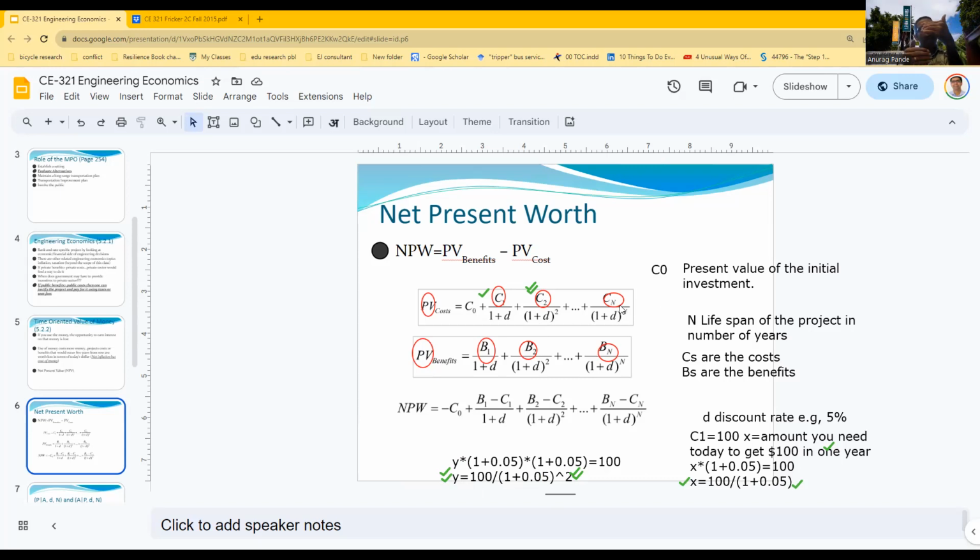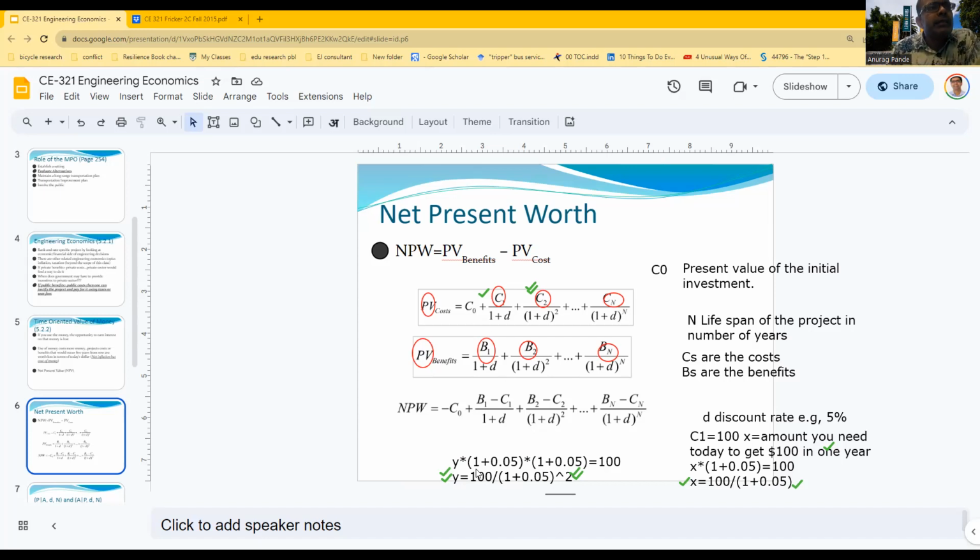And then once you've converted everything to present value, you can add them up to get the present value of cost. And remember, I'm not doing any adjustment to C0 because that's the present value of the initial investment. That's the investment I need to make right away, so there's no adjustment needed. It's only for the future dollars that I need to discount to the present value.